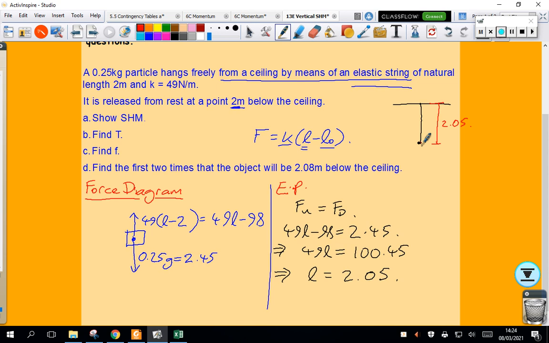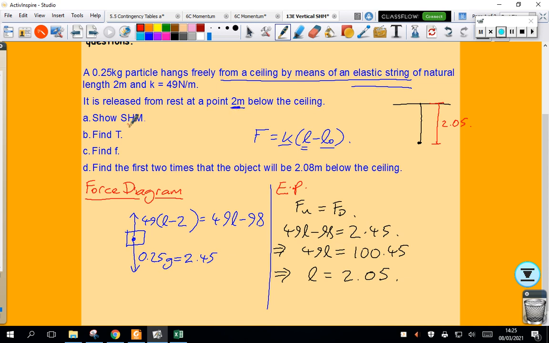And if the force up is equal to force down, there's going to be no acceleration. So if I release it from rest at this point, it's just going to sit there. That's why it's called the equilibrium position. Now we're told it's released from rest at a point 2 meters below the ceiling.